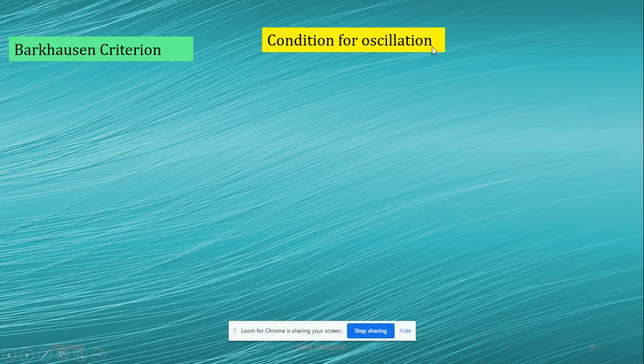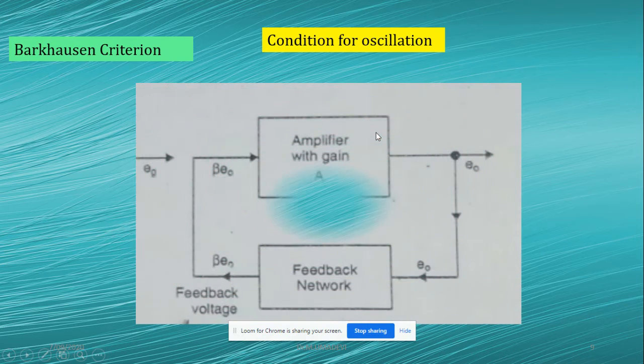Next we'll see the condition for oscillation. The condition for oscillation is called the Barkhausen criterion. See the same diagram I have given in a different way. This is the amplifier with gain A and this is a feedback network. Here EG is the input voltage, and the input voltage is given through the amplifier before feedback. So before feedback the output will be E0, then E0 is given through the feedback network, the output will be beta into E0, and this feedback voltage is given as an input. This is after feedback.